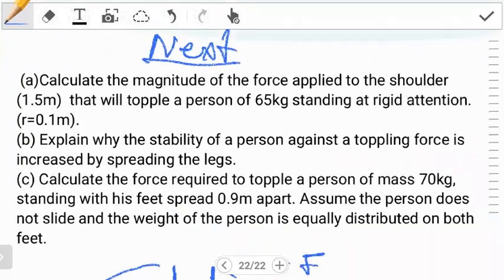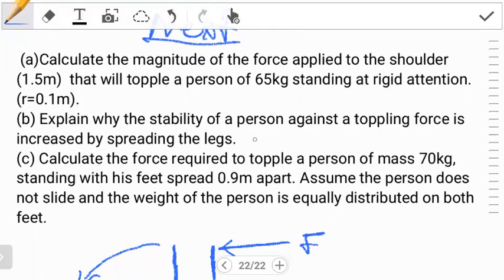Now the next part is saying explain why the stability of the person against toppling force is increased by spreading the legs. So this is elementary from high school. The two factors which increase the stability of the person are the position of the center of mass, and, yeah, let me not say the other one. I'll ask you guys to try it. So I'll try to work out these questions.